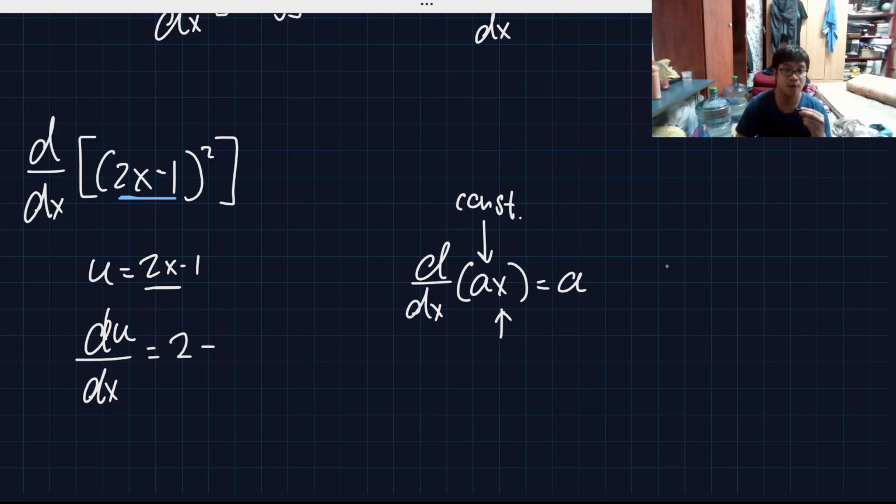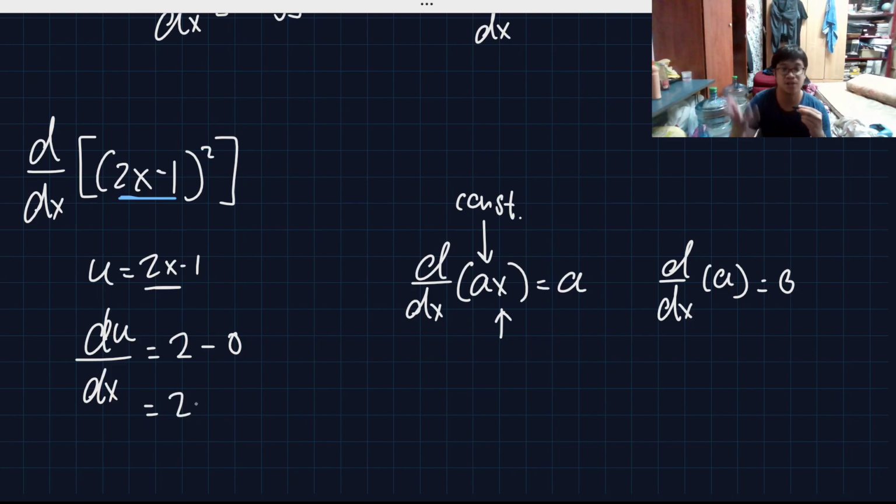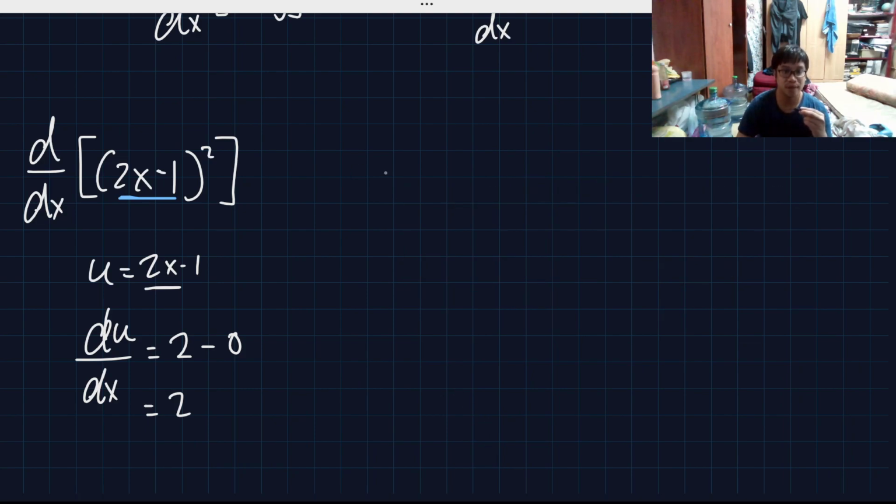Minus the derivative of 1. 1 is a constant term. If you're going to get the derivative of a constant term, you will have 0. Hence, you have minus 0. And this is your answer: 2 minus 0 is 2. Now, we will go back to this problem.